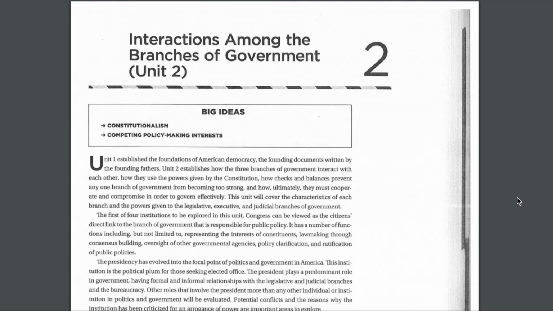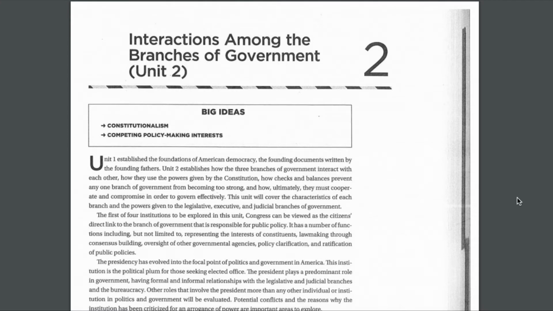USP, US Gov, Unit 2 test review, looking at the interactions amongst branches. Very important for concept application questions. Also looking at different branches and their functions for the argumentative, and looking at the key maybe court cases or documents that they address there.